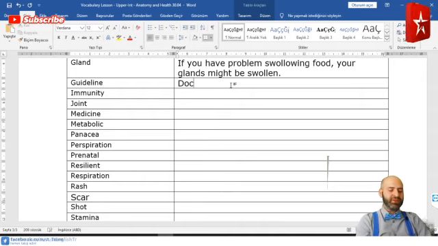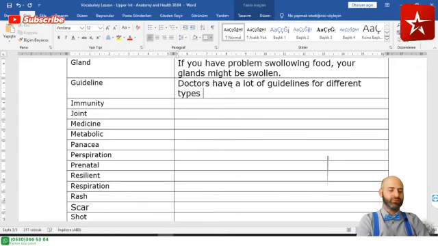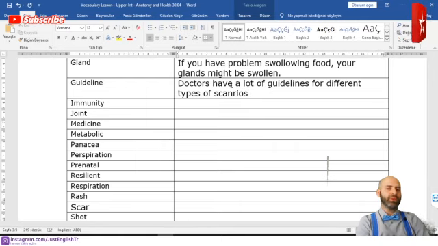Doctors have a lot of guidelines for different types of situations. Okay, let's use a better word, different types of scenarios.